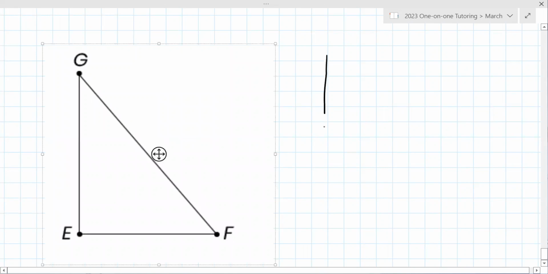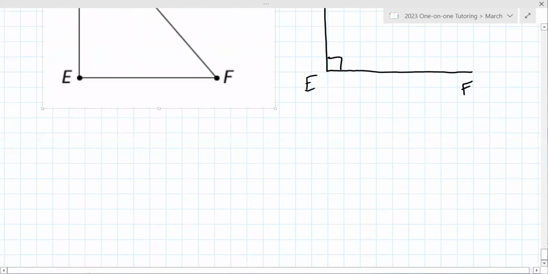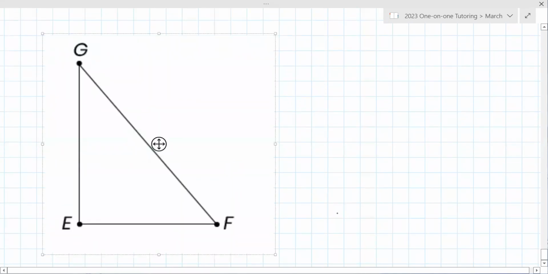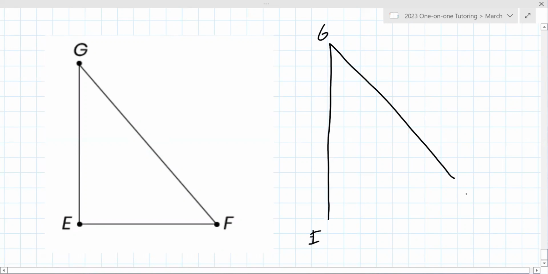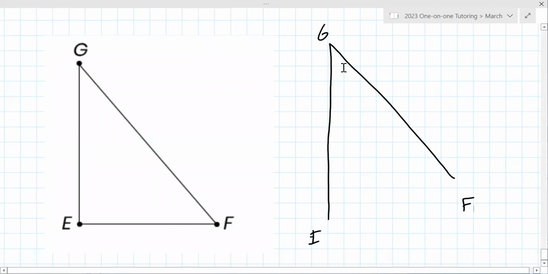If I just draw G, E, F, G to E to F, what kind of angle is this? Is it acute, obtuse, or is it a right angle? All right. It's a right angle, okay? Now, what if I do the same thing here, but this time I only draw E, G, F. What kind of angle is that now? This up here. Acute, obtuse, or right? Obtuse. So you're saying this angle is greater than 90 degrees.